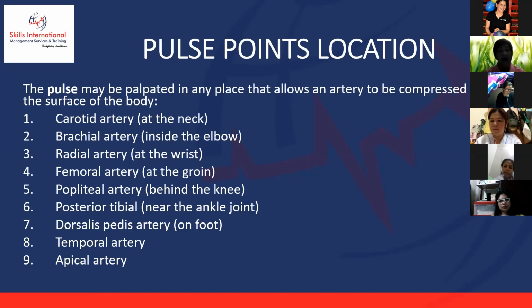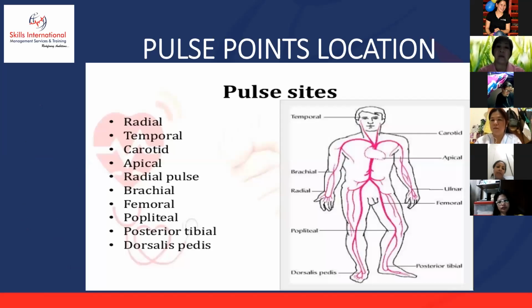In these pulse points, you will be asked by the nurse or by the doctor to take the pulse in these sites. Okay? There are 9: carotid, brachial, radial, femoral, popliteal, dorsalis, temporal, and apical. So we have to know where those pulse locations are. Starting from the head, you will find your temporal. You follow this order so you will not miss anything.